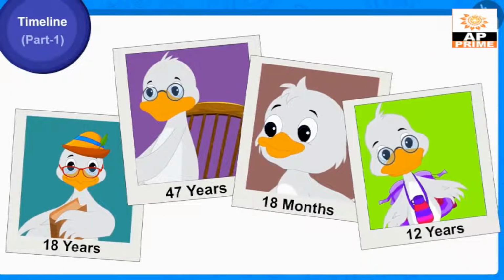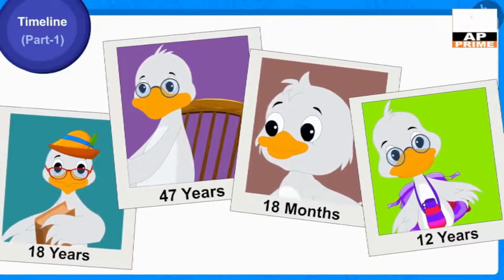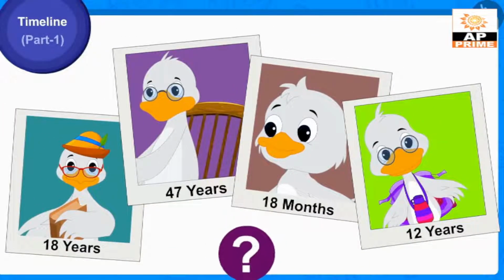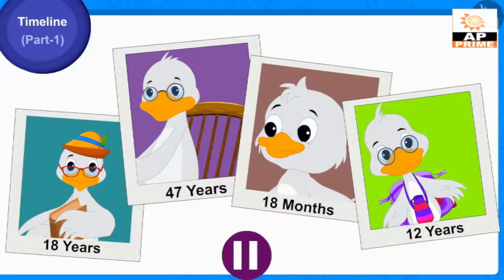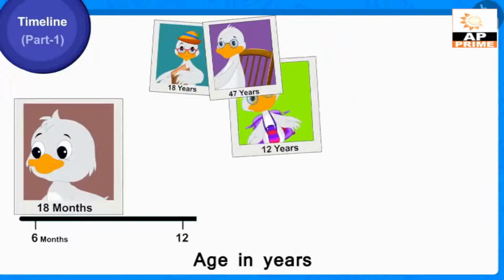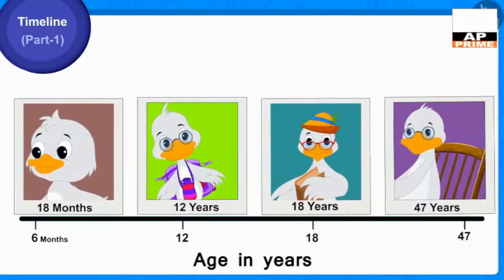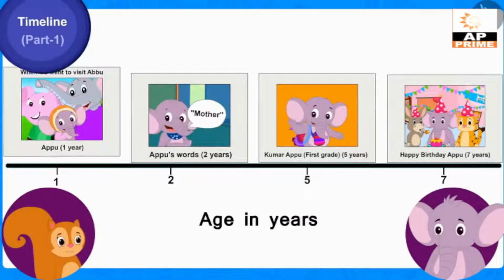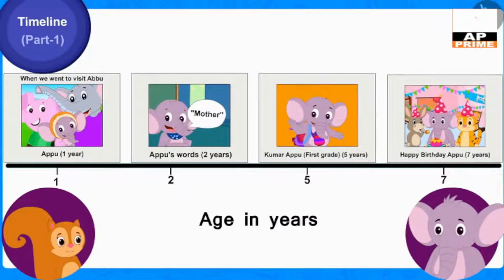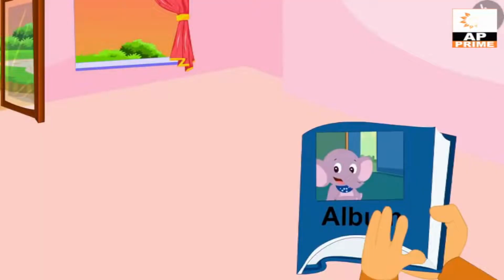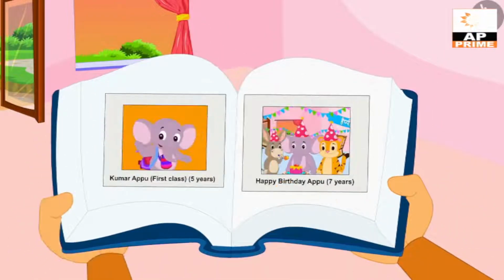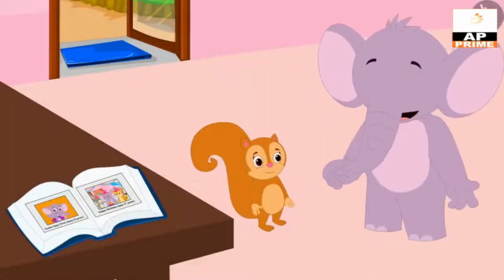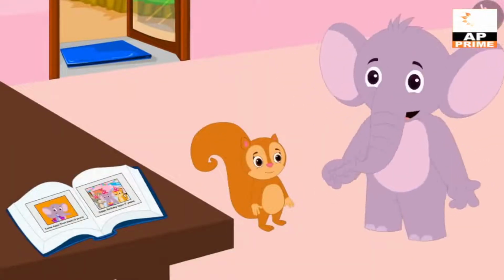Children, do you remember Uncle's pictures which Raju and Bablu found? Can you draw Uncle's timeline from these pictures? If you want, you can stop the video and find the answer. Well done, children! You have found the right answer. Finally, Chanda too completed Appu's timeline and arranged Appu's pictures chronologically in this way in his album. Appu was very happy to see his pictures arranged chronologically.